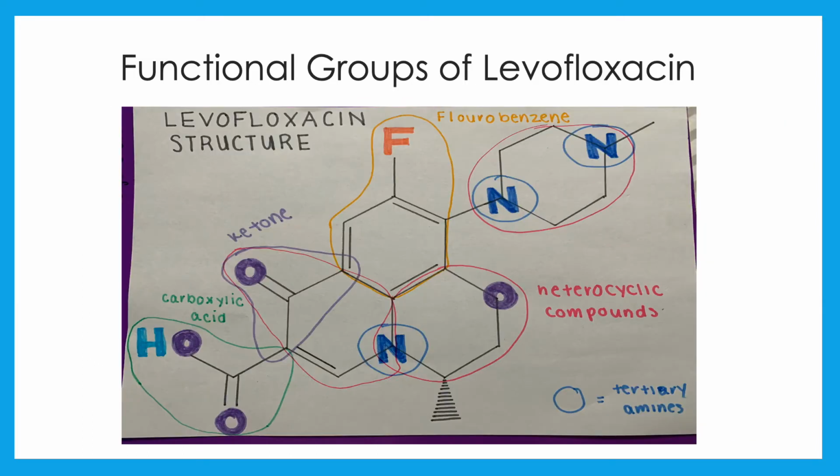As you can see here, the functional groups of levofloxacin. What's familiar to us is this carboxylic acid in the green, and in the purple we also have a ketone, and I have also found some tertiary amines that we have familiarized ourselves with. What has not been familiar are the fluorobenzene, in the orange, and about 3 heterocyclic compounds, which we did not go into depth about. I tried to find the specific names for them, but it was really hard because they weren't any of the general ones, but these are what I found.